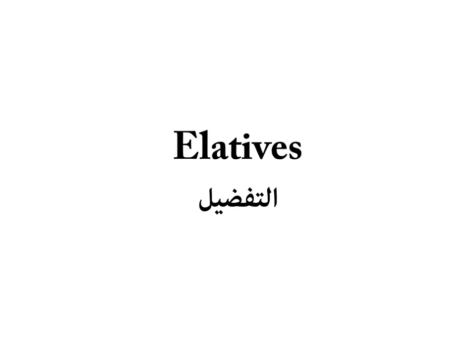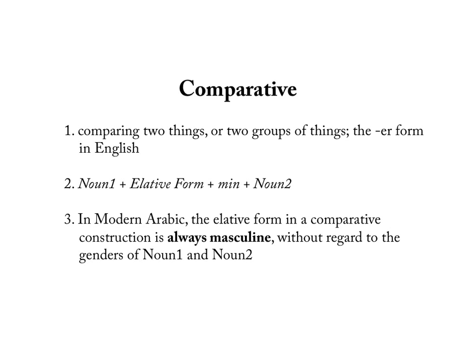This lesson is about elatives in Arabic. In Arabic, that is a tafdil or sigat a tafdil. Elatives are comparative and superlative, in other words, the ER and EST of adjectives. The comparative is the ER form in English. It compares two things or two groups of things.